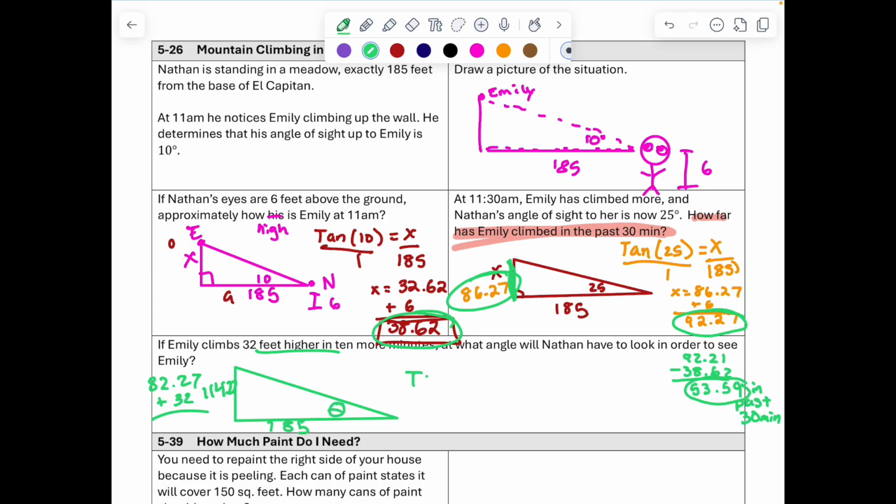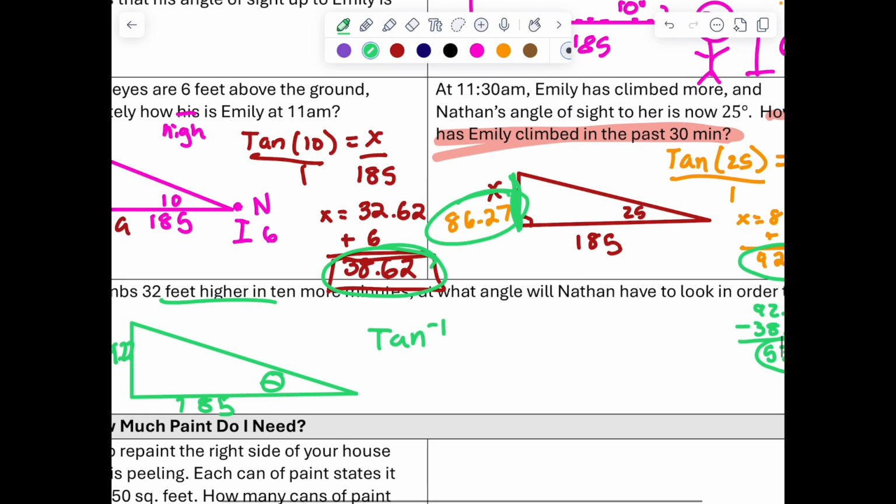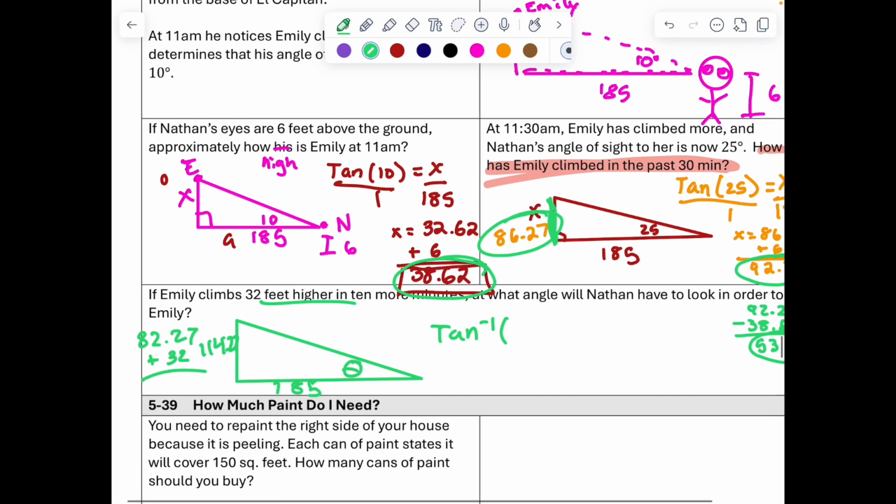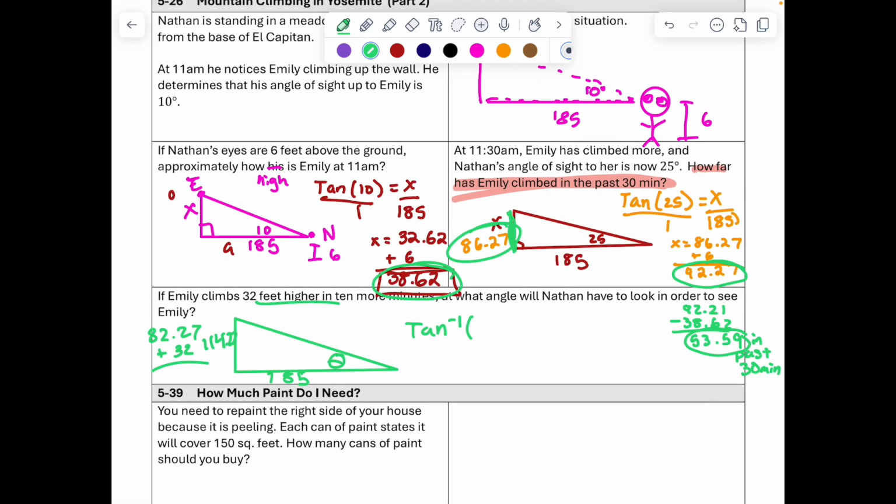And this time we don't know the angle. So this is going to be inverse tangent, okay? Of 114.27 over 185. And if we type that into our calculators, we get 31.7. So that angle, he has to look up 31.7 degrees to see her.